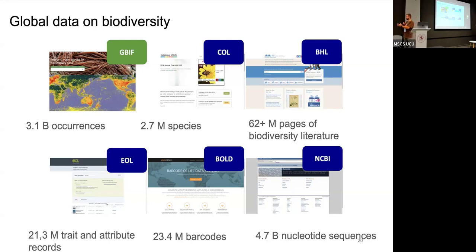If we get to the molecular side of the view, the widely known NCBI GenBank, as of yesterday, consists of 4.7 billion nucleotide sequences, which can be translated as occurrences of individual organisms. And so on and so on. So you can see that the purpose of this slide is just to show that the amount of data already is huge.